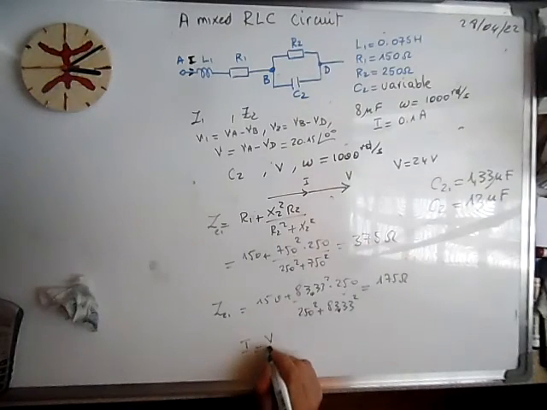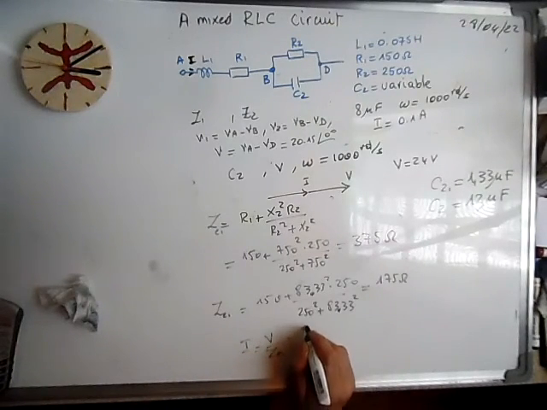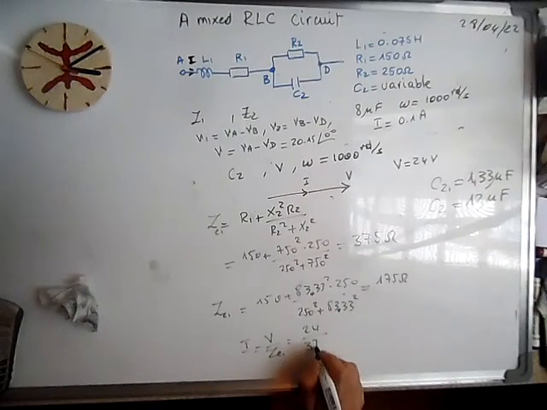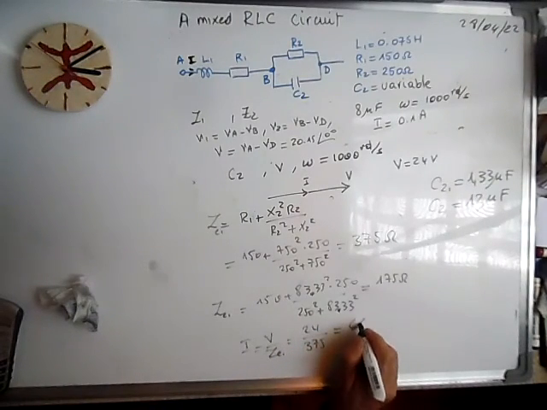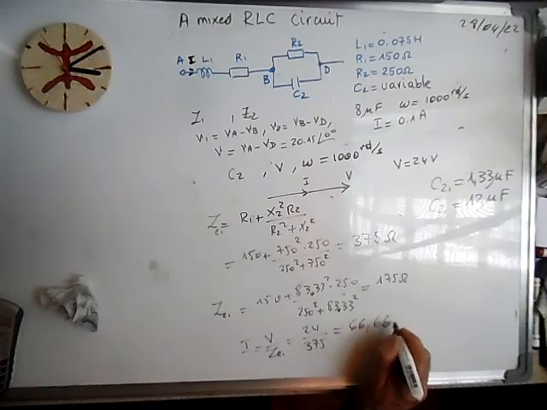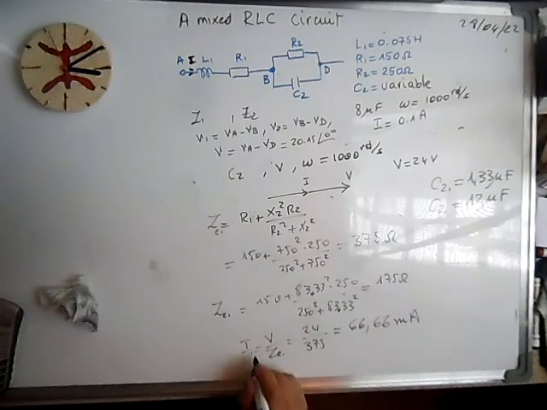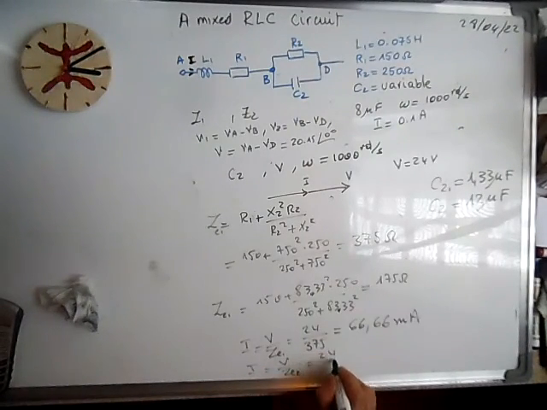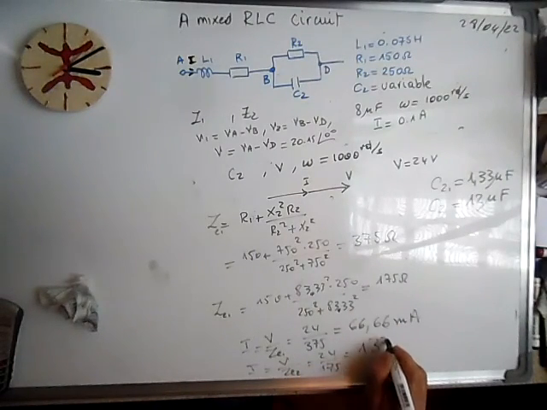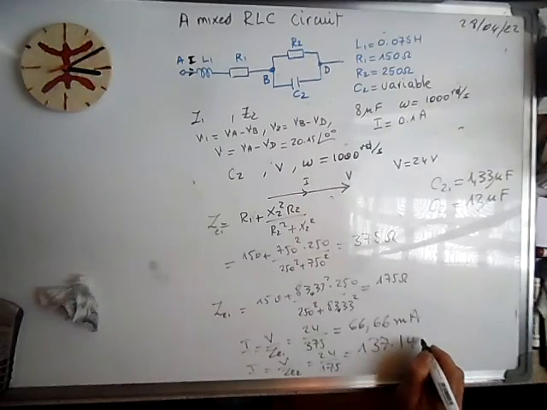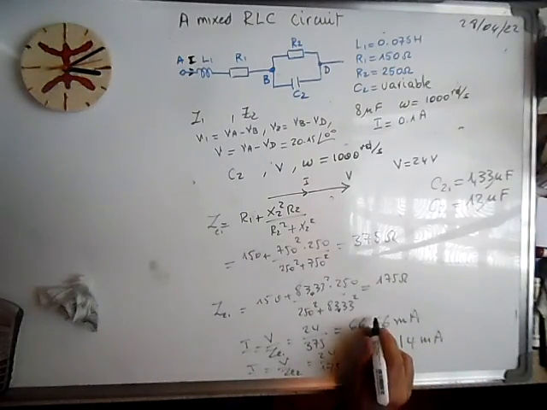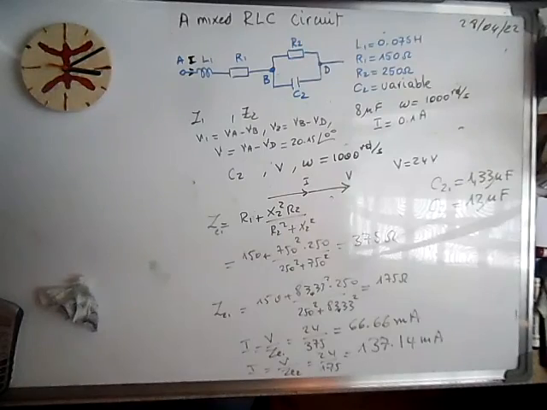Current is equal to V over the equivalent impedance, so 24 divided by 375 gives 64 milliamperes. And the second value, I is V over Z equivalent 2, 24 over 175, will give us 137.14 milliamps. And thank you very much. I finished and we solved everything. Thank you very much.